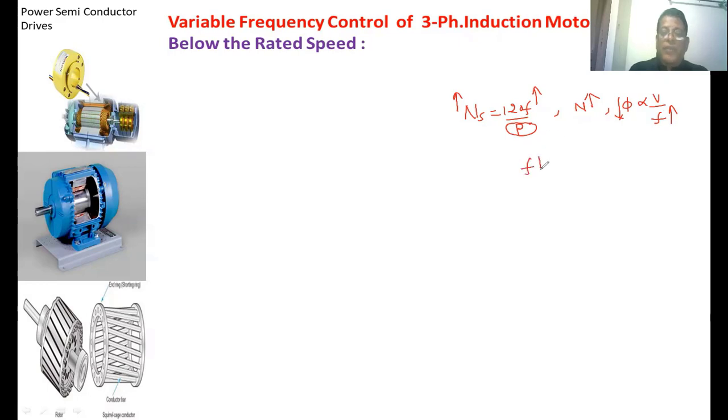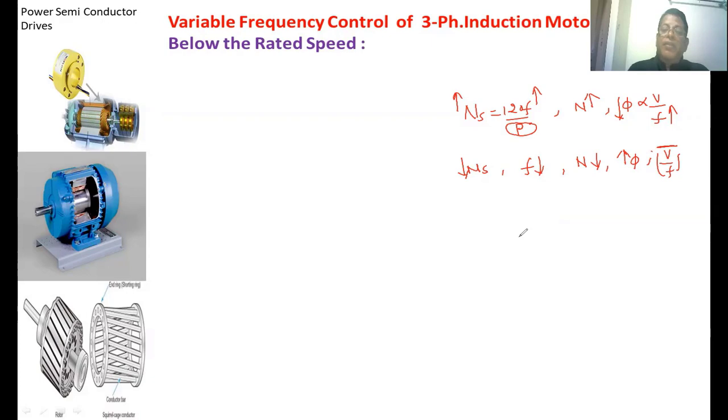In the second case, when the frequency decreases, the synchronous speed will also decrease from the above expression, and the actual speed of the motor will also decrease, but the flux will increase. When the flux increases, more core losses will occur in the induction motor, and the efficiency of the induction motor will decrease. So, to run the motor below the base speed, we maintain the V by F ratio as a constant.